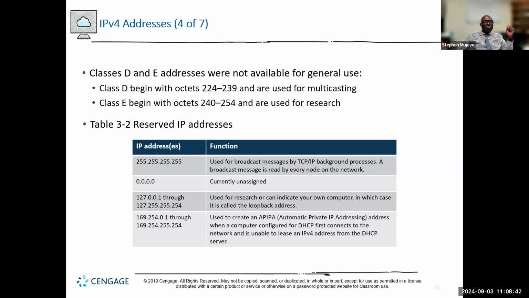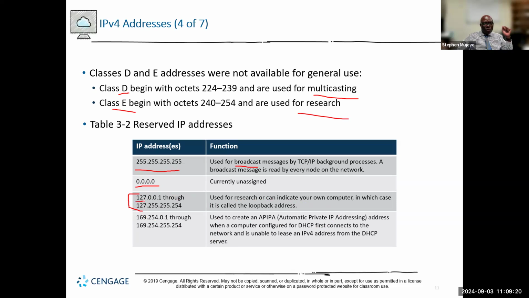Okay, so Class D and E were not available for general use. Class D is used for multicasting, while Class E is used for research purposes. And then you cannot assign all zeros. This is not a usable IP address. All 255s is used for broadcasting. If you want to send a message to all the devices in your network, you can use all 255. And notice 127 is used for research, or it can indicate your own computer. It's known as the loopback.